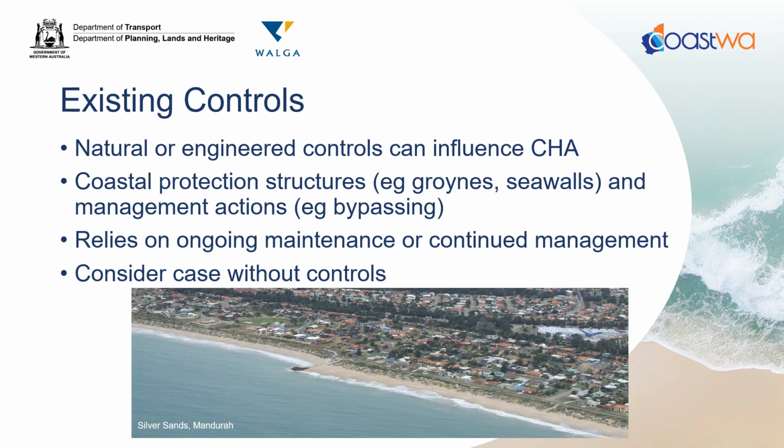Existing controls can also change our coastal hazard assessments. So these existing controls can be natural or engineered controls. The photograph here from Silver Sands in Mandurah shows how the location of a groin or similar coastal management structure can change the coastal processes. So protection structures such as groins and seawalls, or management actions such as sand nourishment or bypassing, can all change our hazard assessments. And in order to account for those in our process, we need to be sure that there's going to be ongoing maintenance of those or continued management, that they're going to continue into the future.